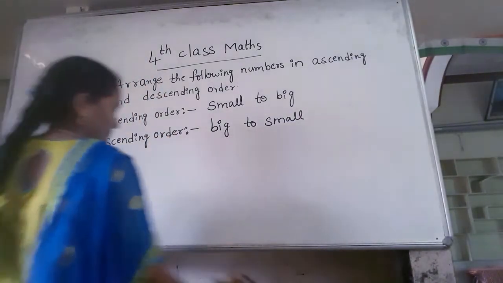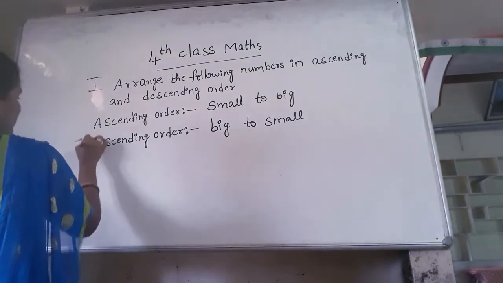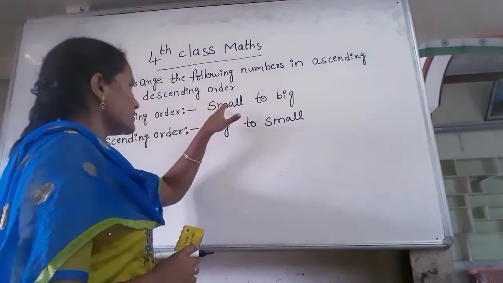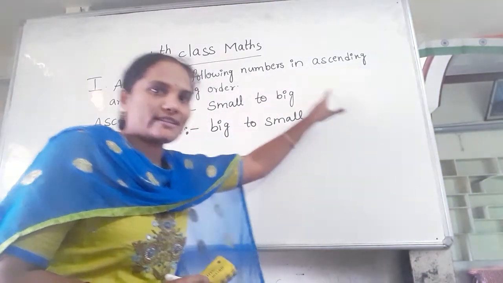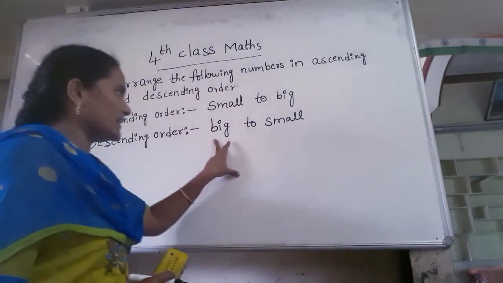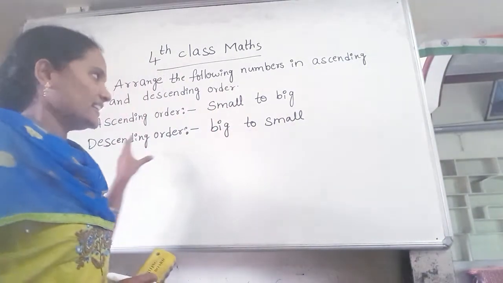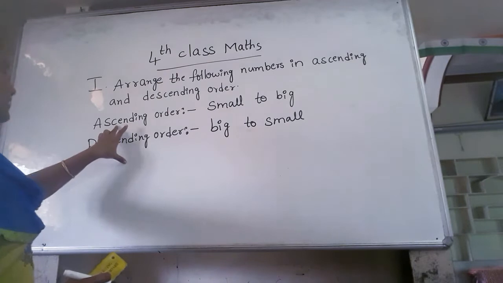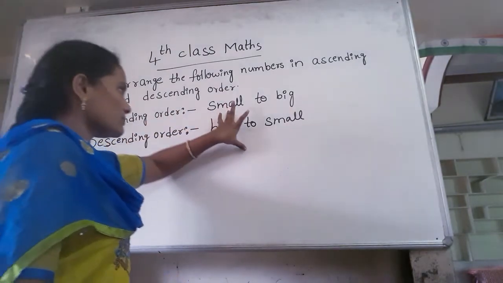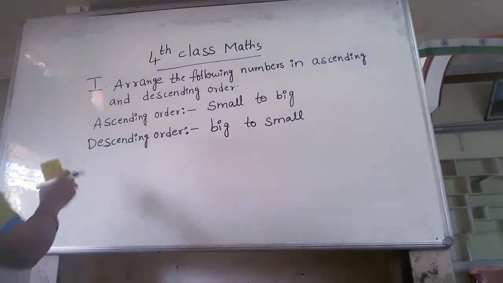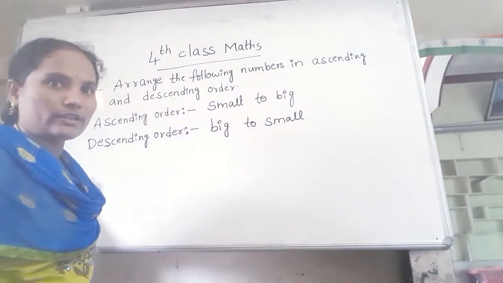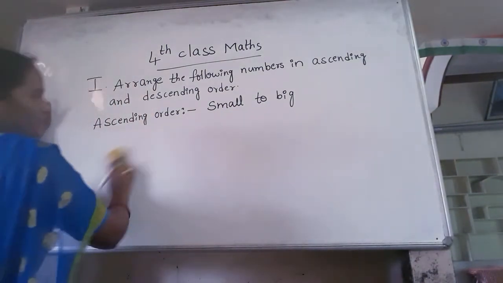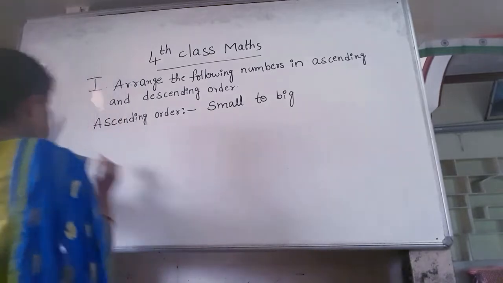Keep in your mind: what is ascending order? In ascending order, you write the smallest number to the biggest number, and in descending order, big number to small number. You know this. In ascending order, small to big, then you write ascending order. Otherwise, you can't do that. Okay, children? Now, let's see one example for ascending order and descending order.